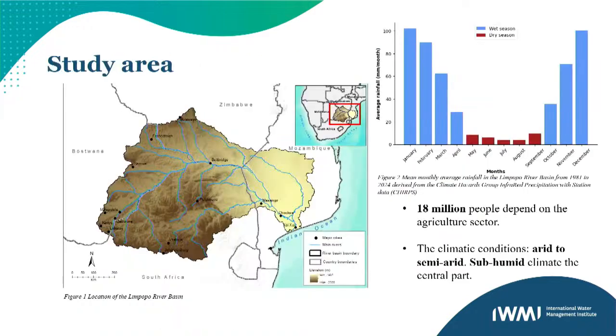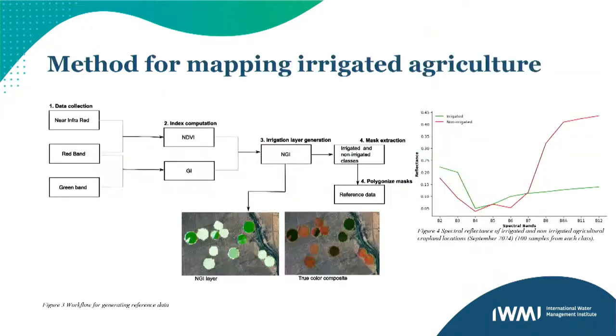So what you see is the location of the Limpopo River Basin. Most of our maps of irrigated areas were generated during the dry season, because it's when water scarcity is the most pronounced. Next. This is the method that we use for mapping irrigated agriculture. So it's an automated framework. To implement it, all you need is Sentinel-2, a machine learning technique, and a crop mask. Next.